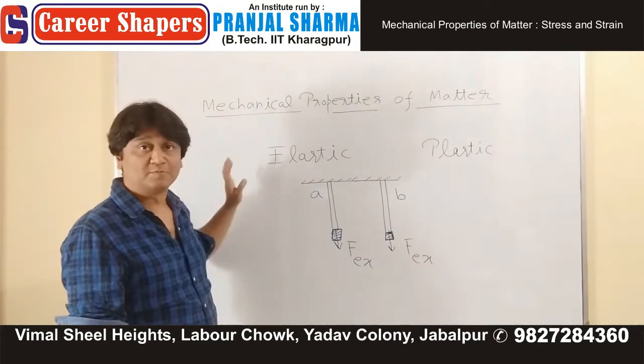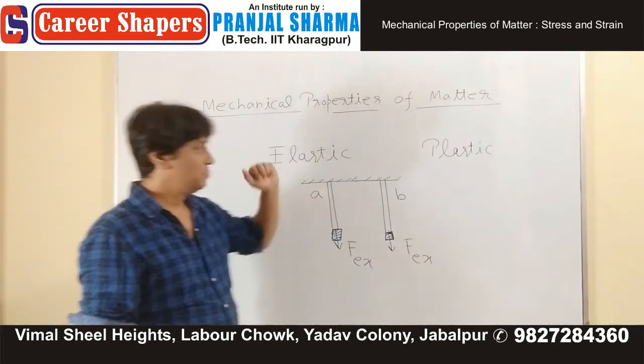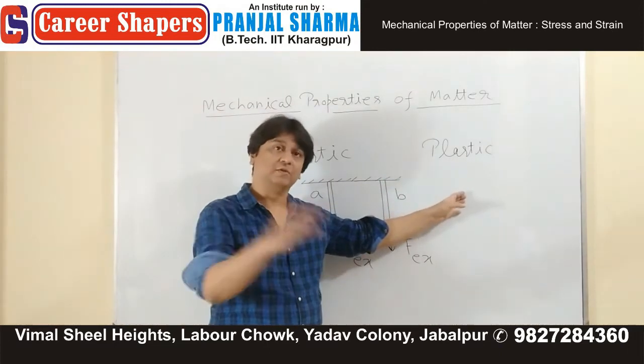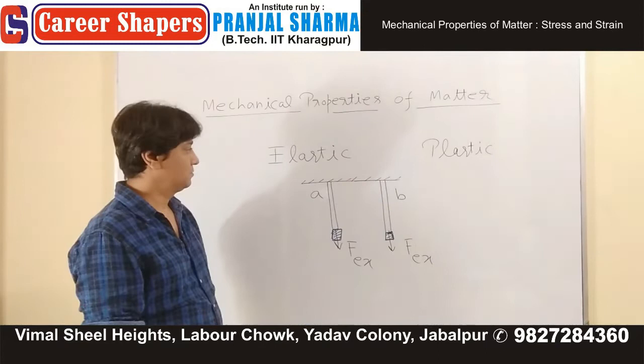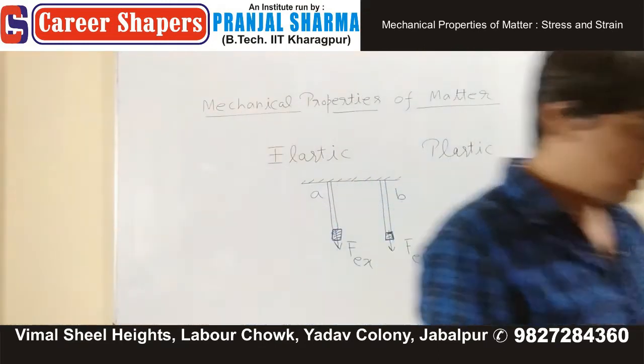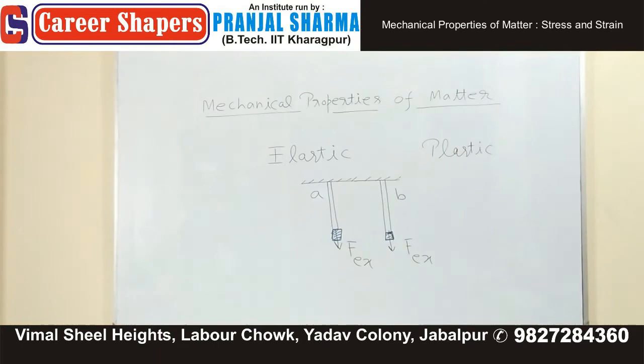So remember, steel is more elastic than rubber band, but rubber band is more plastic than steel. Do you guys understand this much difference between elastic and plastic materials? Yes or no? Good.